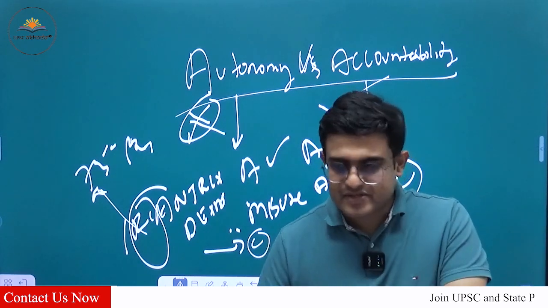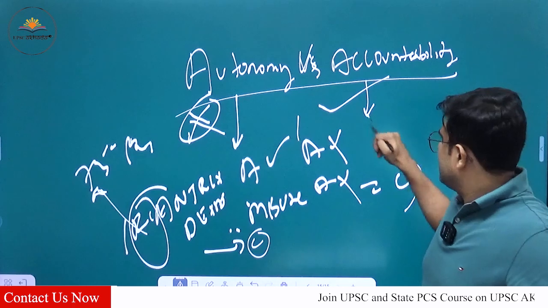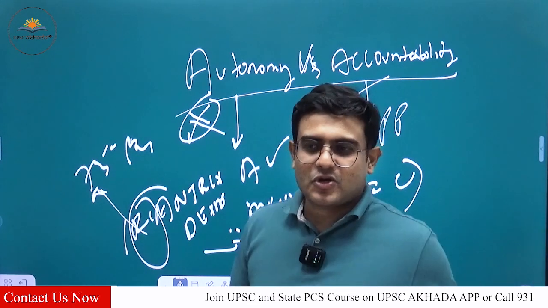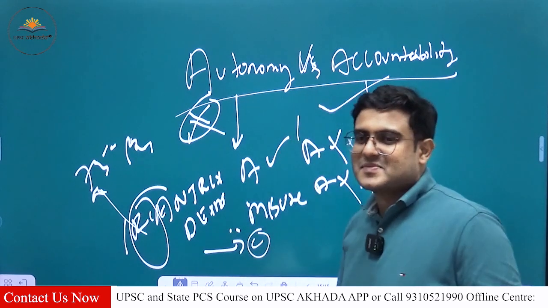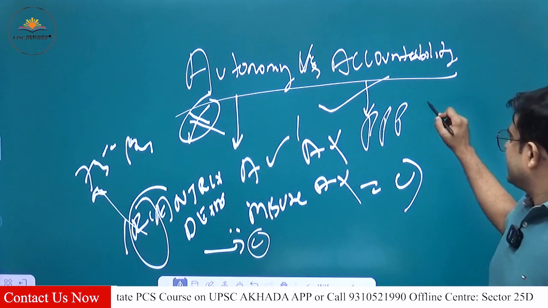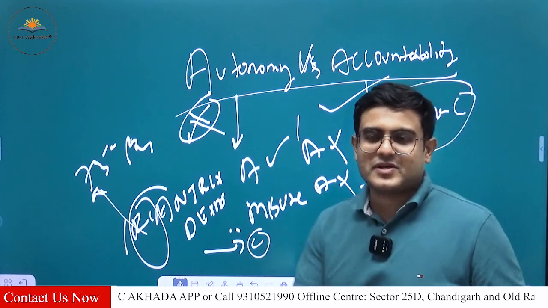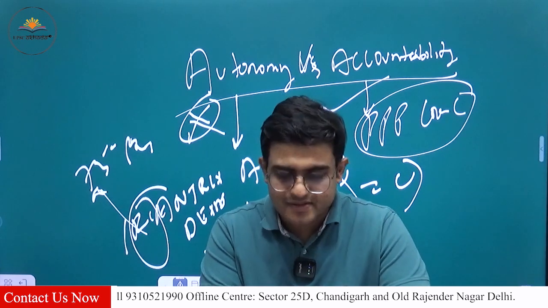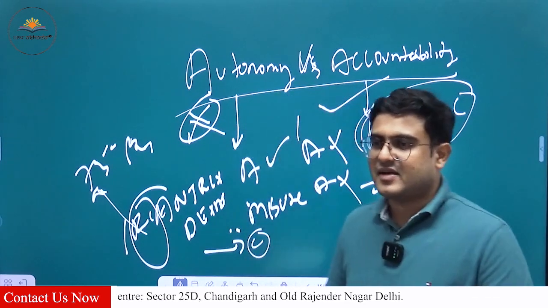That's why autonomy versus accountability, then issue happens. PPP projects, autonomy is given. Crony capitalism resulted. KG-D6 basin case. Crony capitalism. Manipulate the contract, manipulate your cost, everything. Then the question of autonomy versus accountability arises.